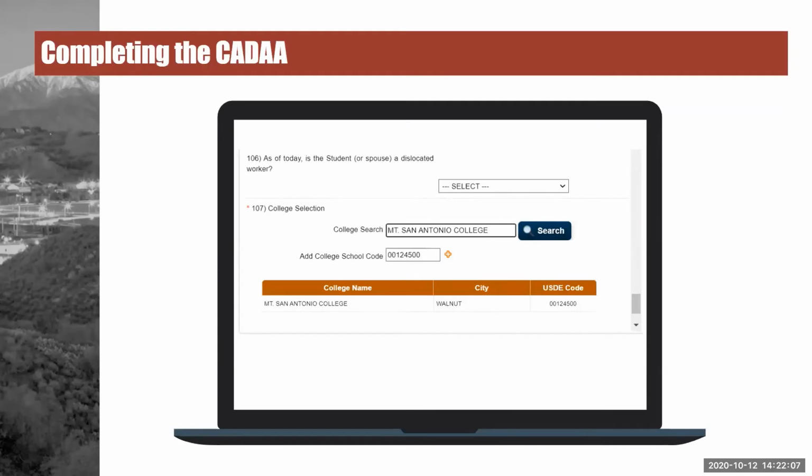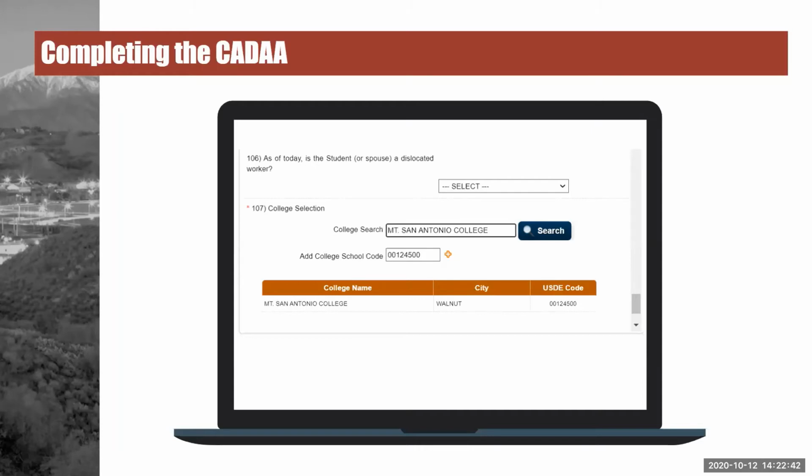Next, you will need to report whether you as the student or your spouse are considered a dislocated worker. If you have questions about this definition, do make sure to view the Help and Hints box. Students will then have the opportunity to include up to 10 schools or colleges on their California DREAM Act application. You will need to include each college's school code. If you do not know the school code, you may use the search function in order to find the specific college's school code. Once you have the school code, you will enter it into the Add College School Code field and select the plus sign.